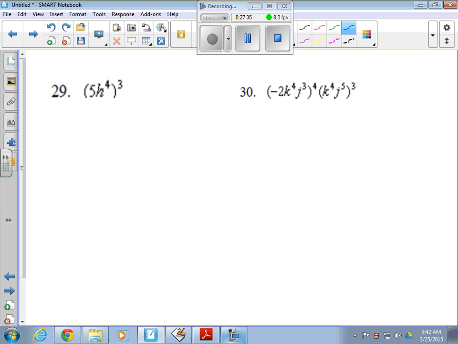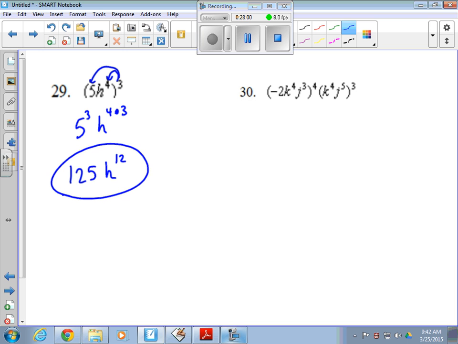Number 29. 5h to the 4th to the 3rd. Both factors in the term get raised to the 3rd power. 5 gets raised to the 3rd power, and h to the 4th does. Remember, a power to a power means to multiply 4 and 3, not add them. 5 to the 3rd, 5 times 5, 25. Times 5 more is 125. H to the 4 times 3 is h to the 12th.